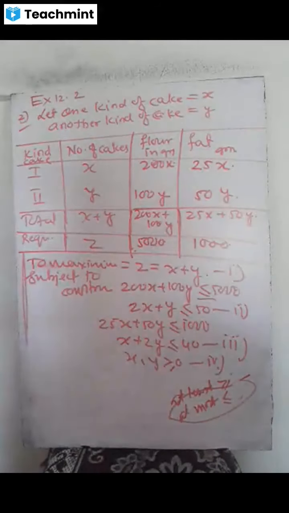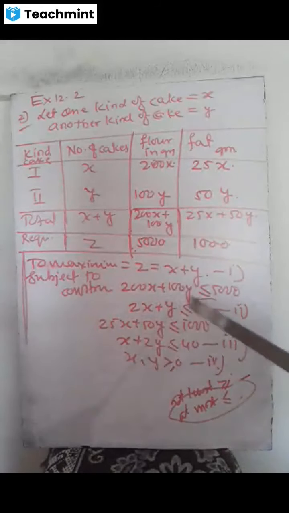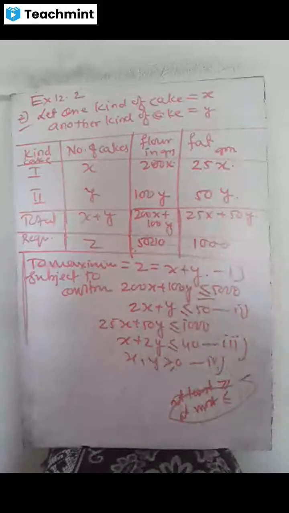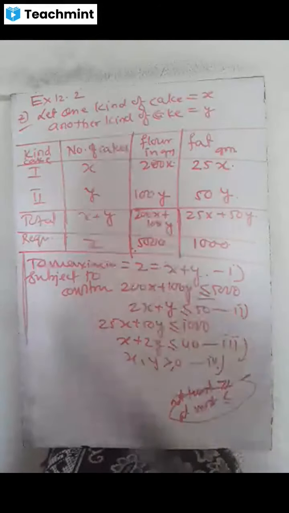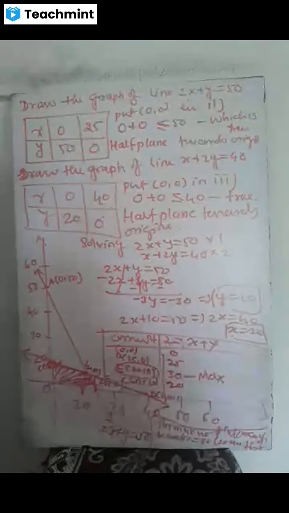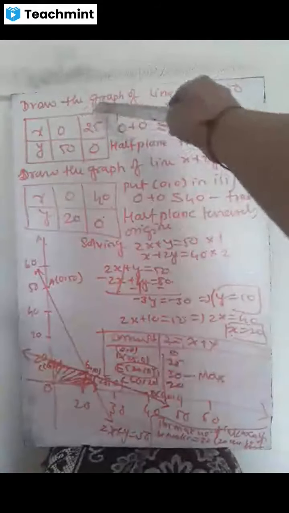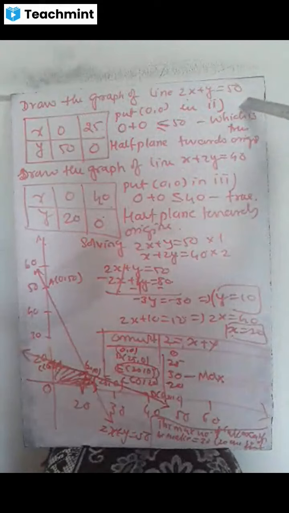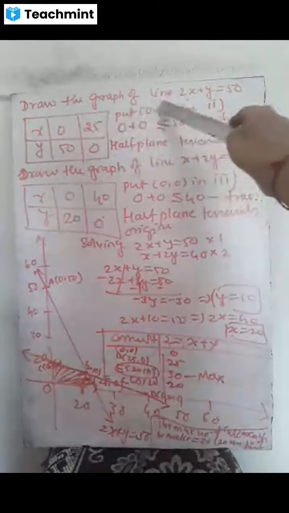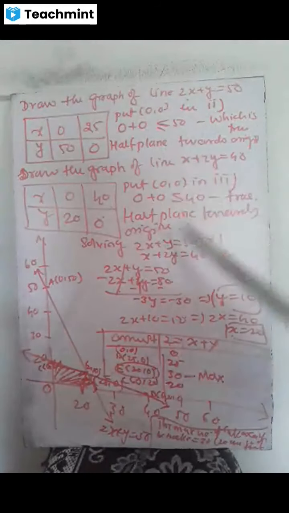Now after framing all this, go with the subject to constraints. Draw the graph for this, find the half plane and the feasible region, plot the graph, then find the corner points, frame the table and get the value of Z maximum. So after getting all the equations, we draw the graph for the line 2x plus y equal to 50, plotting this table and then putting the 0, 0 value in it. We got this is true, so the half plane will be towards the origin.